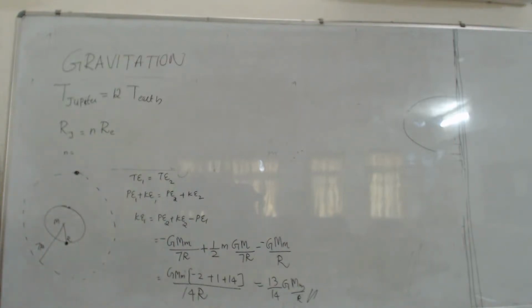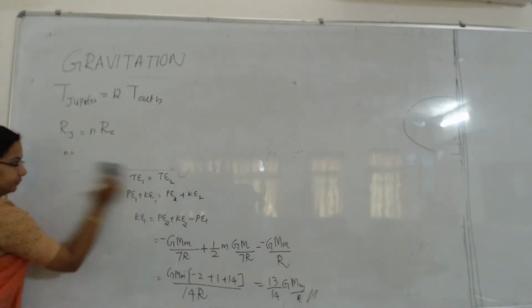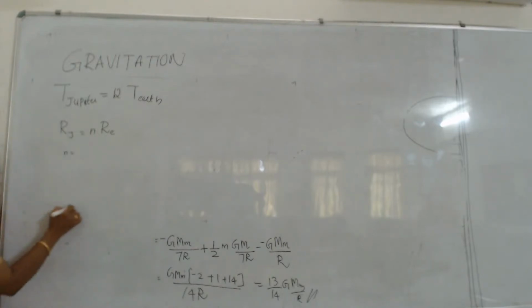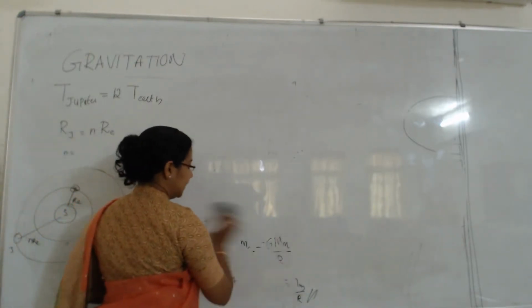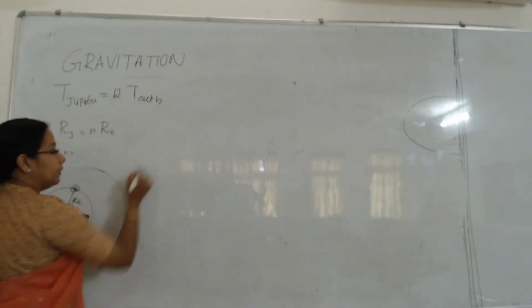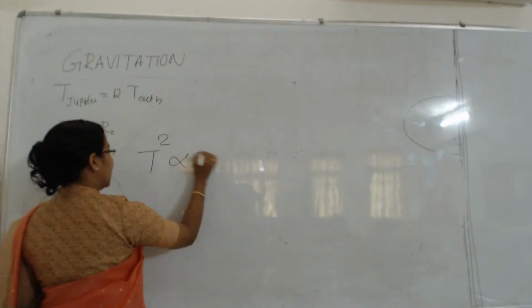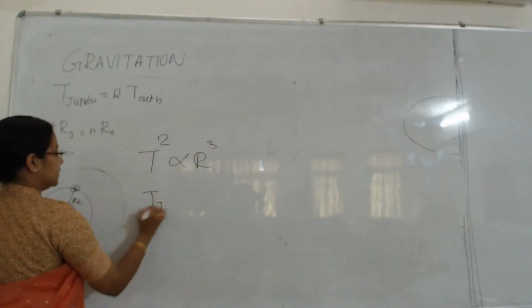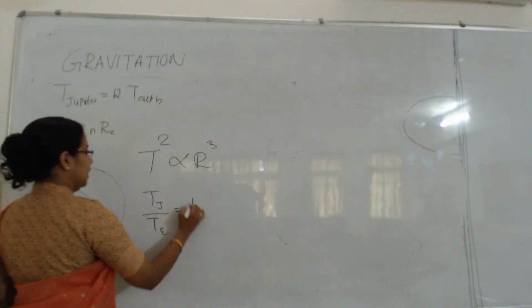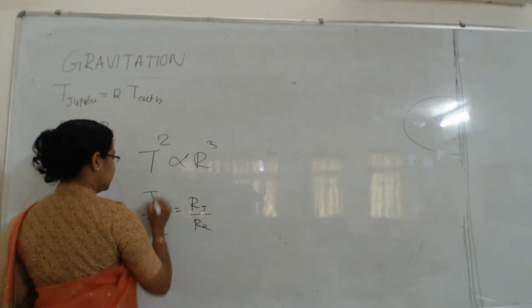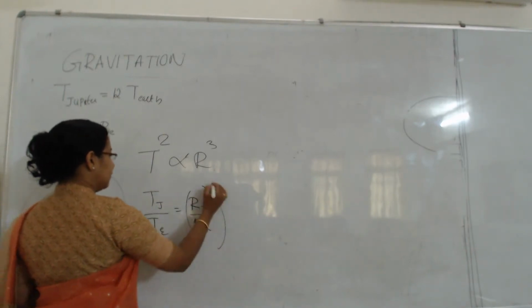The question is, time period of Jupiter around the Sun. These are Jupiter around the Sun and Earth around the Sun. Like this. This is your Sun, Earth, Jupiter. This distance they have given as n times of Re. This time is Re. So we need the relation between the time period and the radius. We know Kepler's third law, T square proportional to R cube. So T Jupiter by T Earth is equal to radius of Jupiter by radius of Earth, whole to the power of 3 by 2.